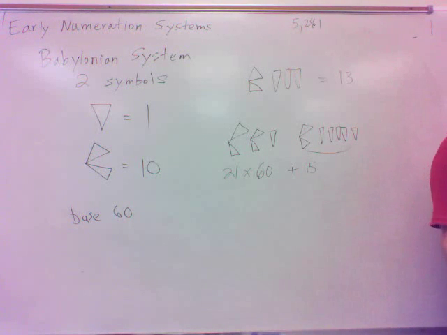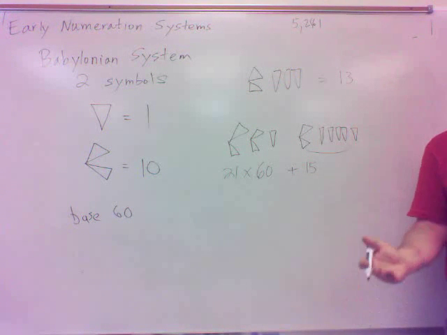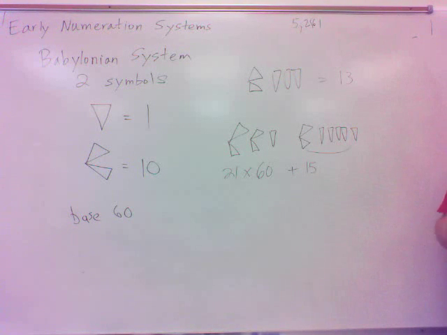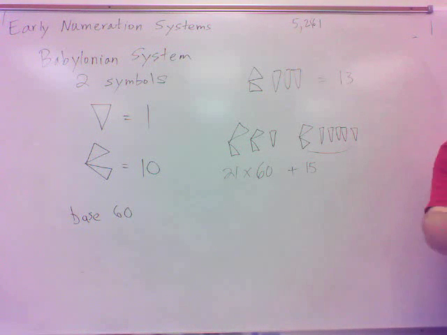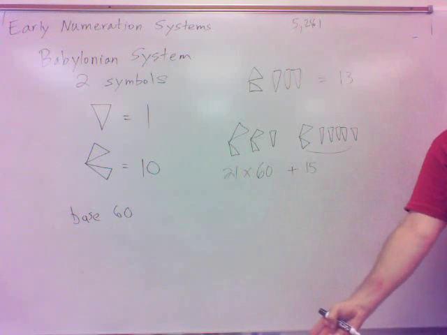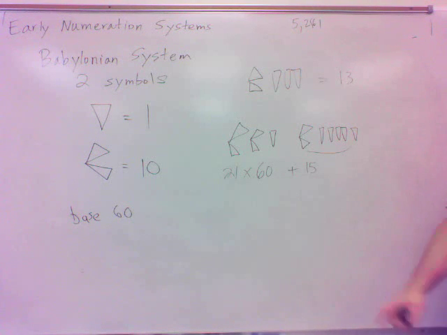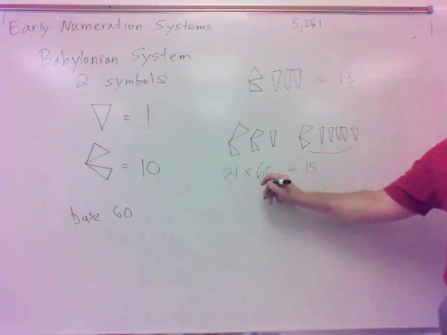Now, why 60? I don't know that anybody knows for sure. It's been speculated that 60 is divisible by a lot of things. It's divisible by 2 and 3 and 4 and 5 and 6 and 10 and 12. But it's just a nice number, they thought, I guess. But it was base 60. They used 60 as this number here.